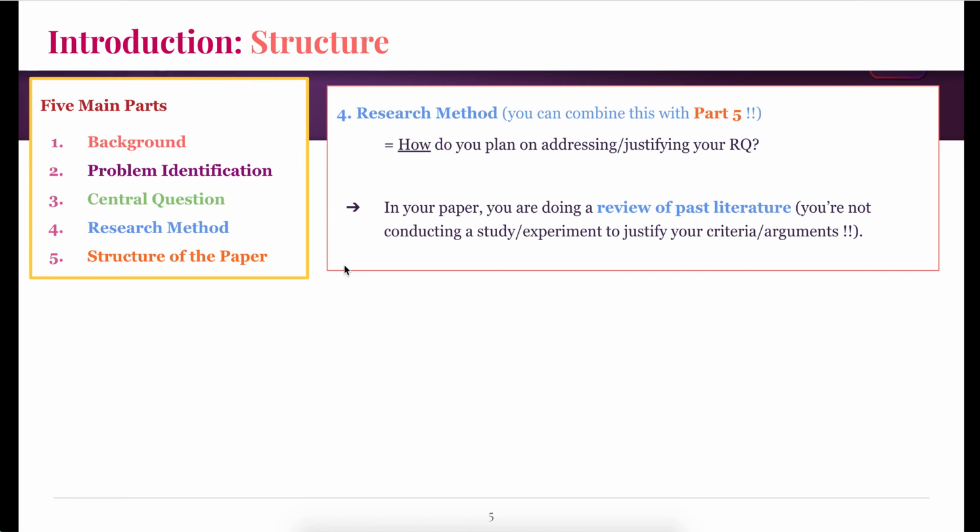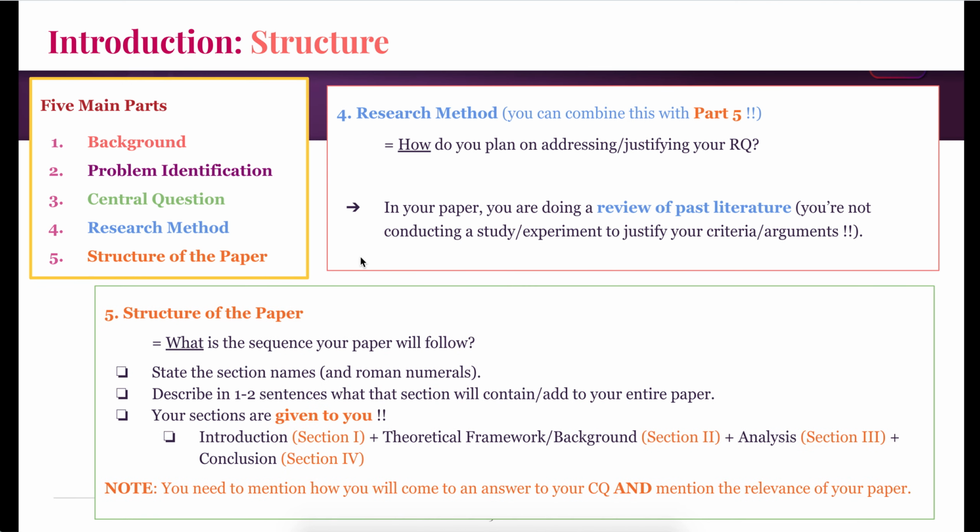There are other research methods, just like you learned in BRM, but in this case, you're not doing any experiments. You're just taking all of the literature from past studies or past articles, anything like that, and you're basically using those as evidence for your arguments in your paper. So again, this should be pretty brief, and you can even combine this in a sentence with part 5, which is about the structure of the paper.